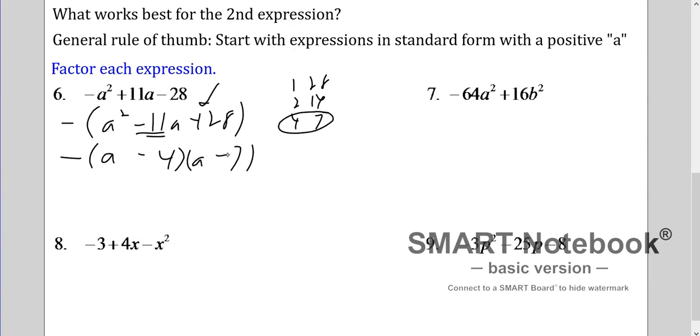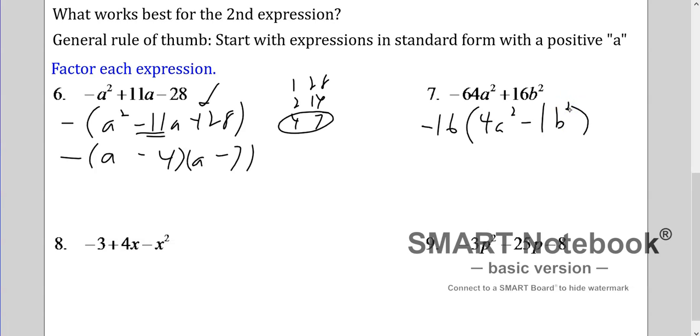Okay? Number 7, I want to definitely take a negative out. But at the same time, as we saw in number 1, I can also take a 16 out. So I'm going to take out negative 16 and get negative 64 divided by negative 16 is positive 4, a squared. And then 16 divided by negative 16 is minus 1, b squared.